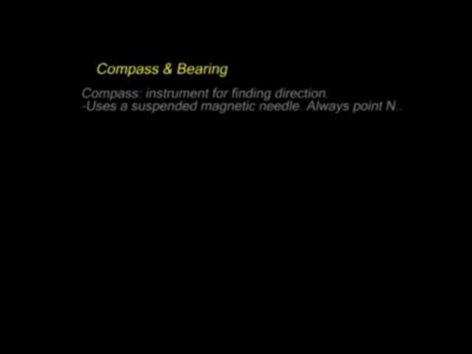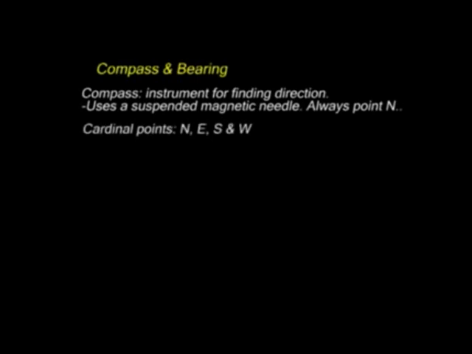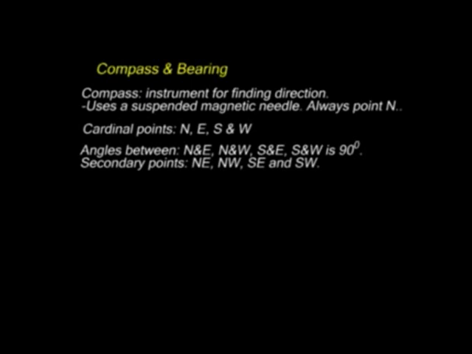Next is compass and bearing, and a compass is an instrument used for finding direction. A compass has a suspended magnetic needle that always points to the north. There are 4 cardinal points, that is north, south, east and west. The angle between north and east, north and west, south and east and south and west is always 90 degrees. Pretty obvious. There are 4 secondary points, that is northeast, northwest, southeast and southwest.